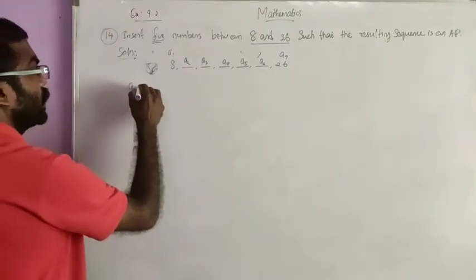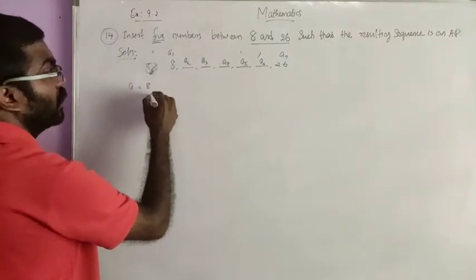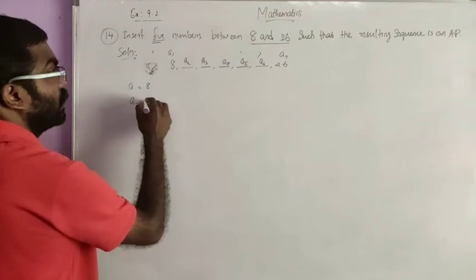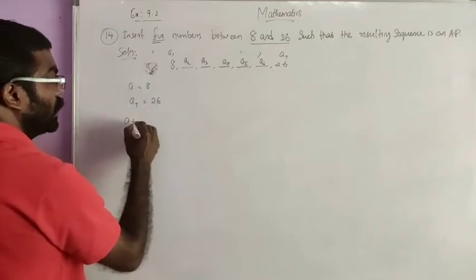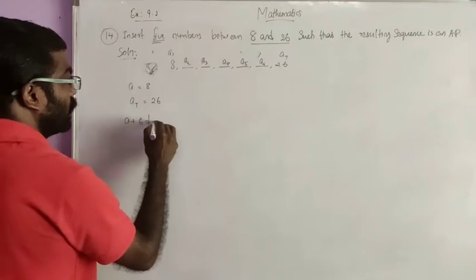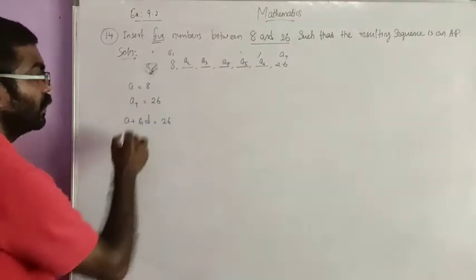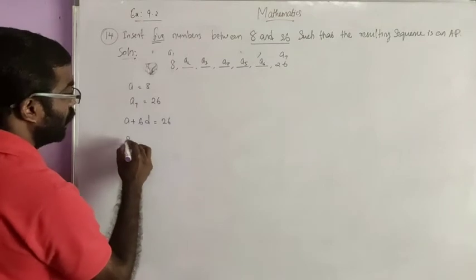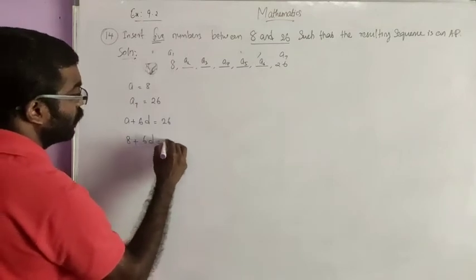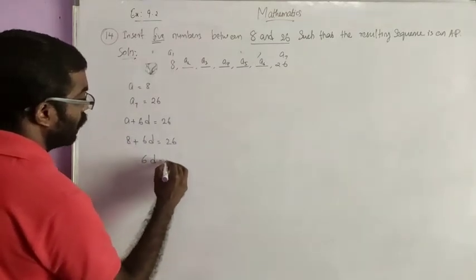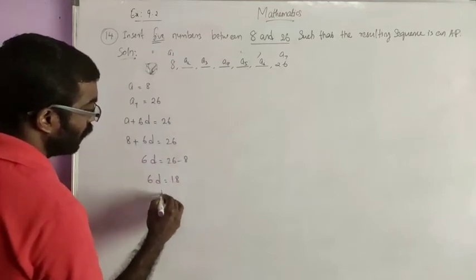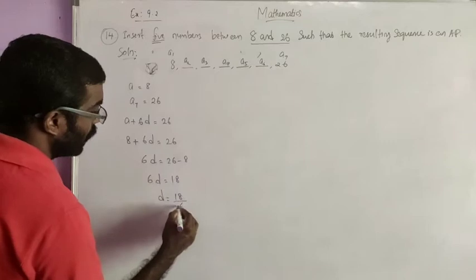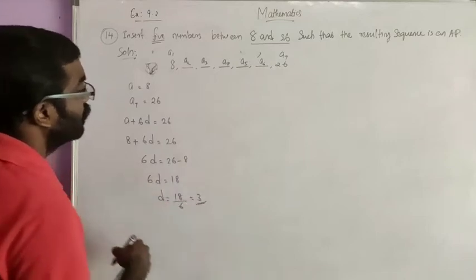So we can write the first term A is equal to 8 and the seventh term A7 is equal to 26. Seventh term means A plus 7 minus 1 into D, that is A plus 6D is equal to 26. Here we can replace the value of A. 8 plus 6D is equal to 26. 6D is equal to 26 minus 8. 6D is equal to 18. D is equal to 18 by 6, which gives 3.